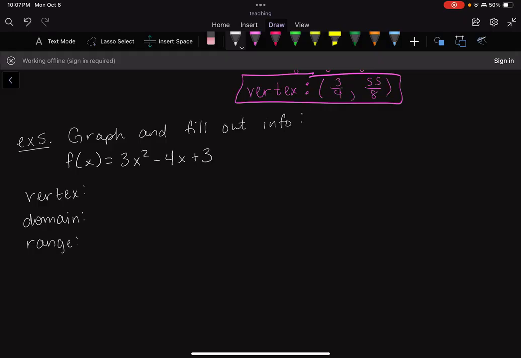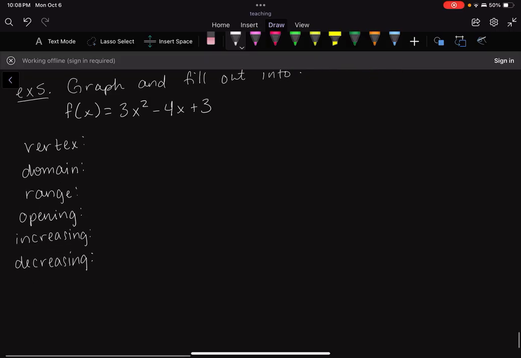I already forgot everything that I asked for. Domain, range, how is it opening? So is it like up or down? Increasing, decreasing, x-intercepts, y-intercepts, and axis of symmetry.